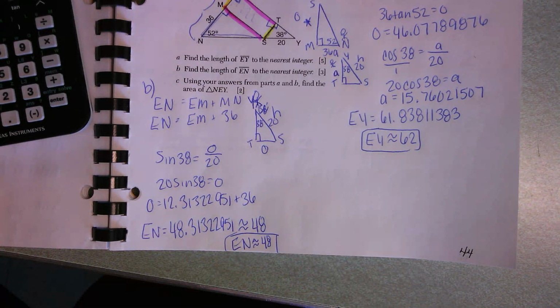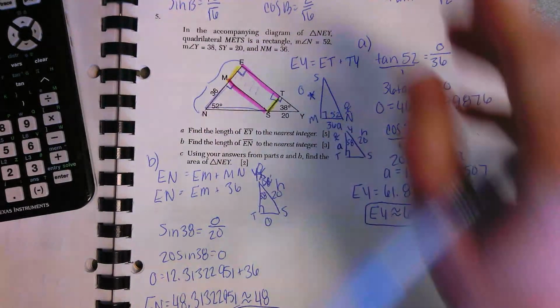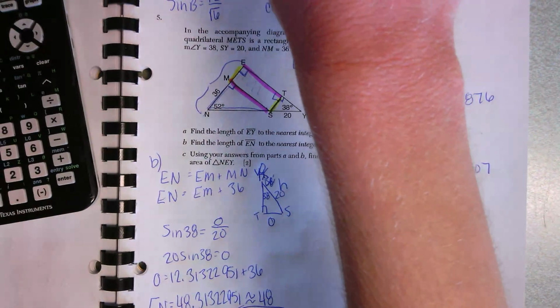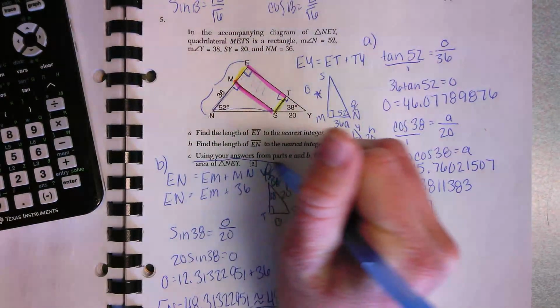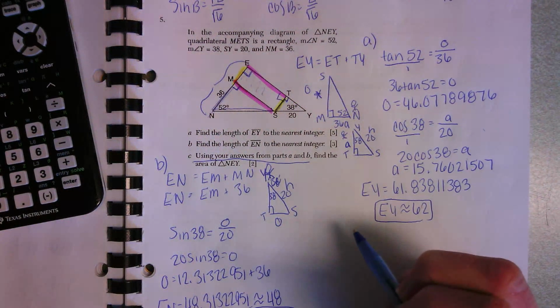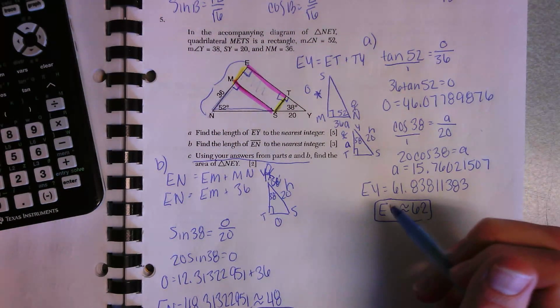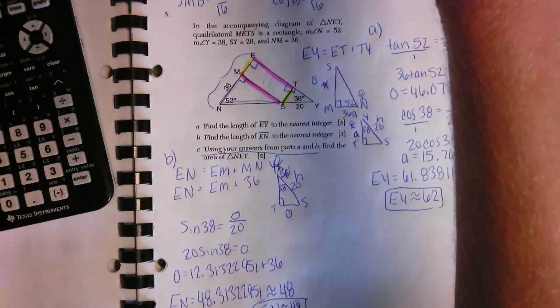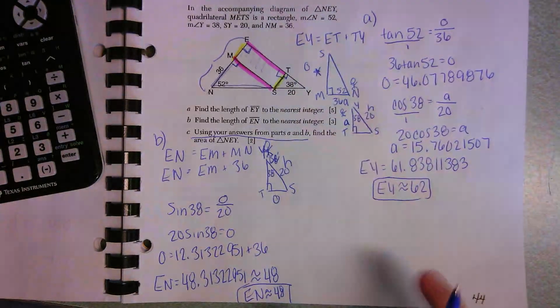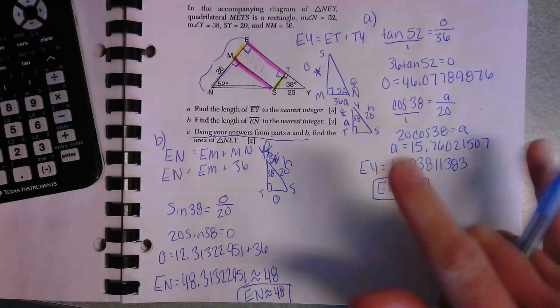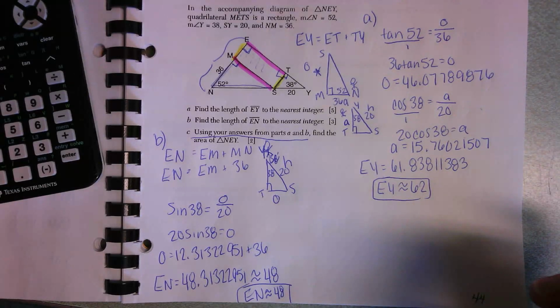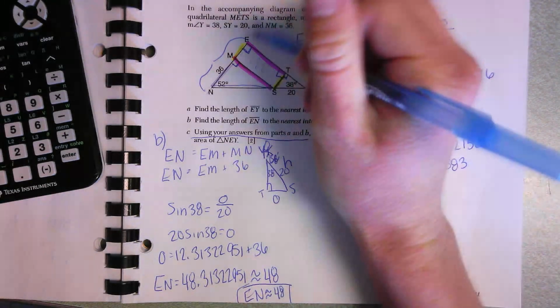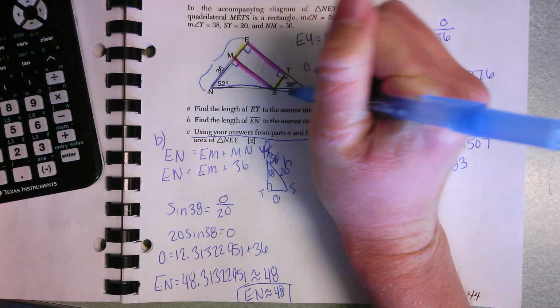All right, so for C, using your answers from parts A and B, find the area of this whole triangle. First of all, when they say using your answers from part A and B, that gives you permission to use our rounded values. So we can use these two instead of the decimals. The second thing is we want to find the area of this whole triangle.